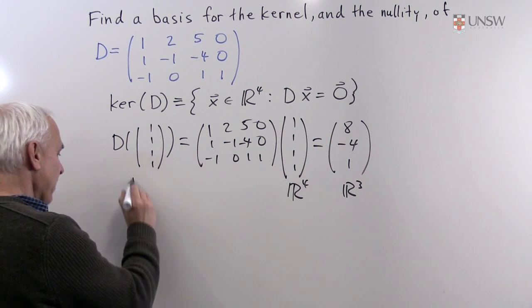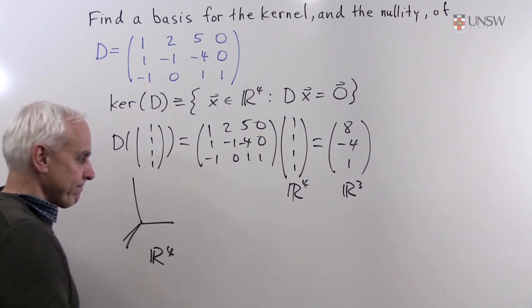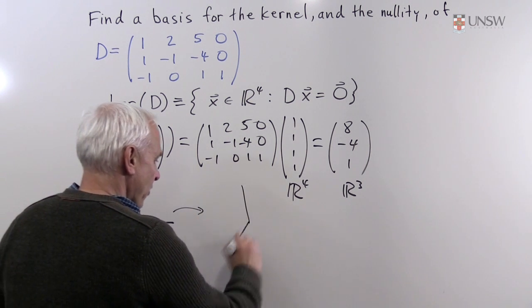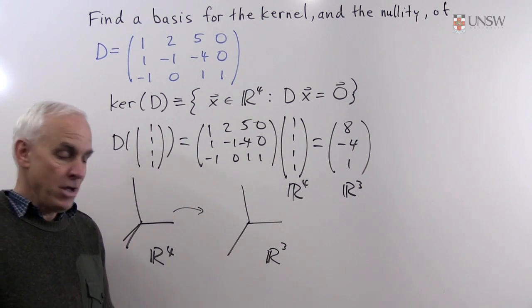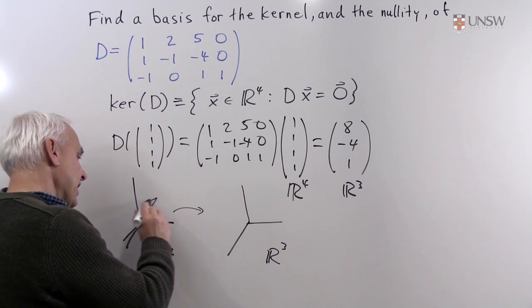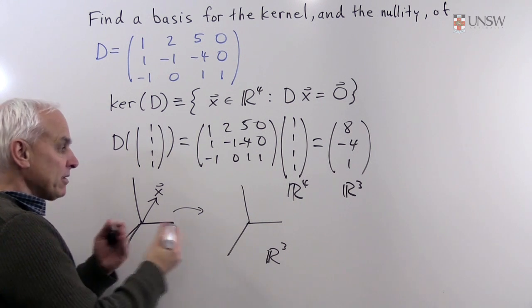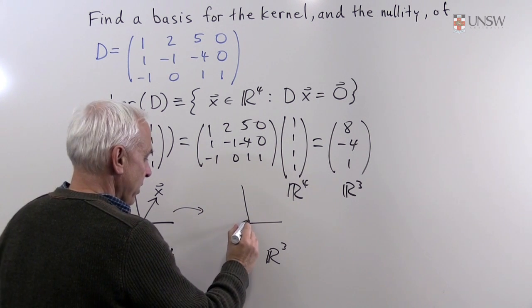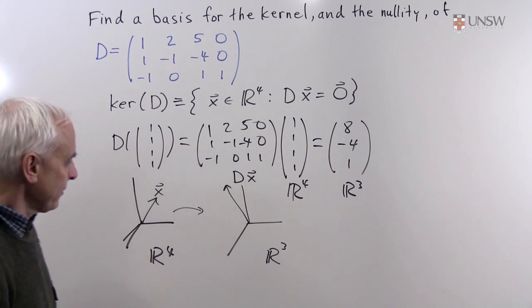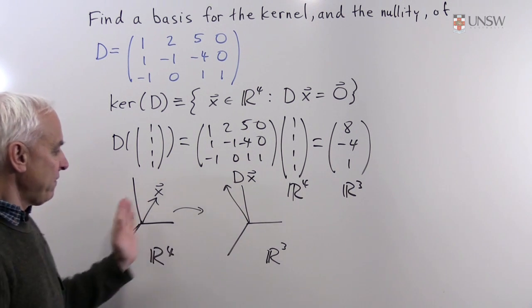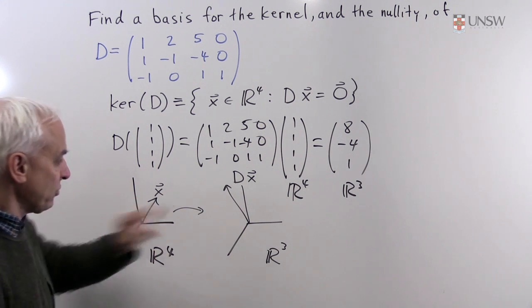So the picture that we can have in mind is that over here is four-dimensional space, and we have a transformation from that four-dimensional space to this three-dimensional space. What is a transformation? It's something that takes a vector x, like 1, 1, 1, 1, and multiplies it by D. Okay, that could be anywhere. Let's put it here. So here is D times x. The output is the effect of multiplying by D, and it takes us from a four-dimensional vector to a three-dimensional vector.